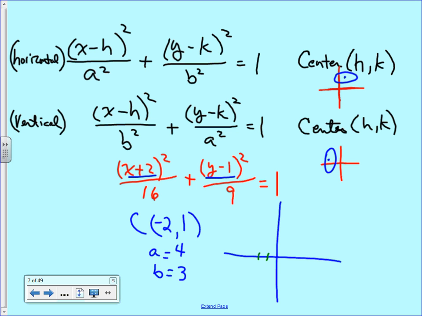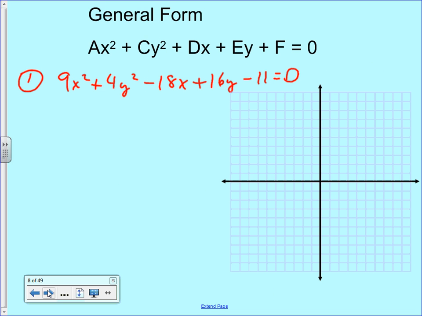We go to -2, +1. There's my center. And from that, A is elongated left-right, so we're going to go to the right 4. So there's 1, 2, 3, 4. There's a vertex. And 4 the other way. 2, 3, 4. Okay. Then we go up 3. 1, 2, 3. Down 3. That's 1, 2, 3. And so here would be this ellipse. Pretty ugly. Looks like a football. Okay. But you get the idea that the center's not at the origin, but you still, from that center, you count left, right, and up, down. Your distance is A and B. Okay? So let's move on very quickly to the next example.